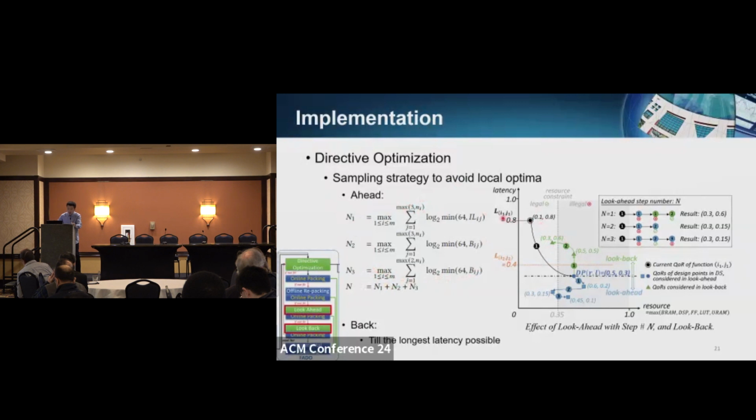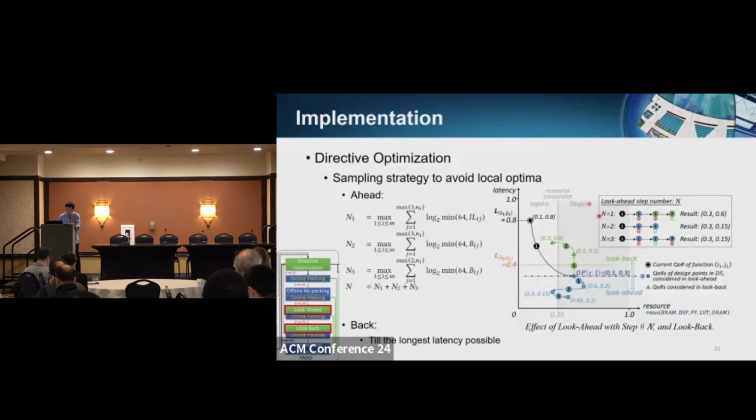This is a snapshot of the directive search for the current bottleneck function represented by I1, J1. It has a latency of 0.8 normalized and 0.1 resource at this point. We start from this original point, the black point, and first we go down to check the DP. It has top priority. Since we only have 0.35 resource left on this slot or die, but DP consumes 0.5 resource, it fails in the floor planning. That's when you need to do the look ahead and look back.